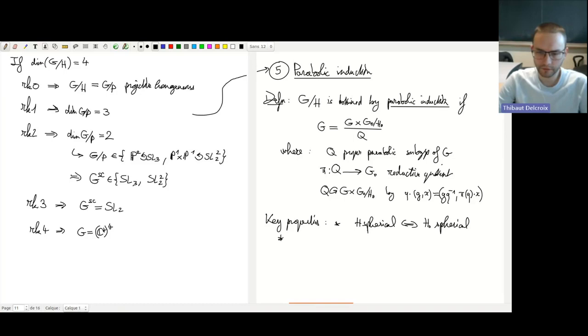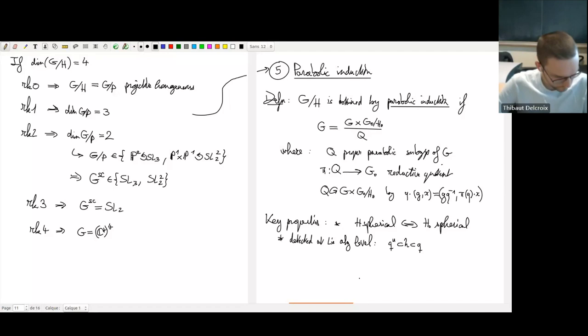And the second thing is that this is detected at Lie algebra level. So this is homogeneous spaces of this form if you have an inclusion. So if the Lie algebra of H is sandwiched between the Lie algebra of Q and the Lie algebra of its unipotent radical.